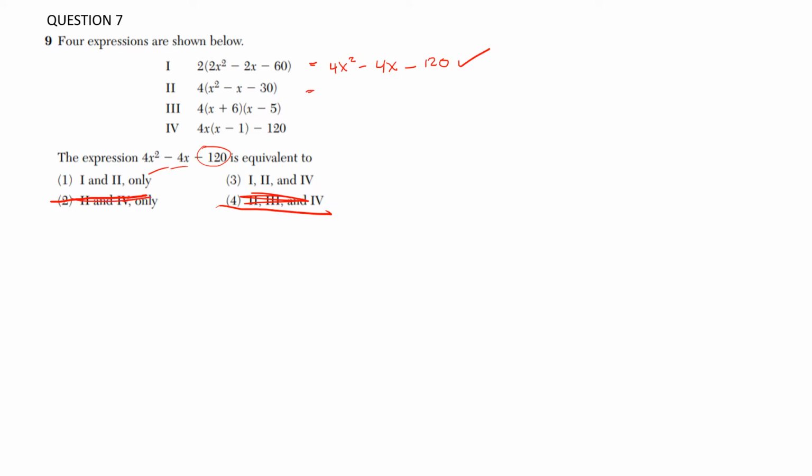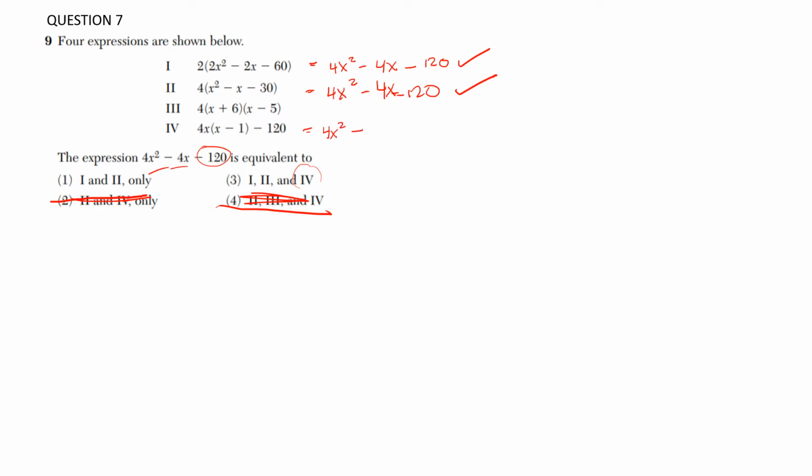Distribute that 4. We have 4x squared minus 4x, and 4 times negative 30 is negative 120. That checks out. So 2 can be an answer. That doesn't eliminate more answers. We have to see if 3 or 4 could be answers as well. So this one has 4 in it. So might as well check number 4 here to see if that is the answer. So we can go 4x times x is 4x squared.